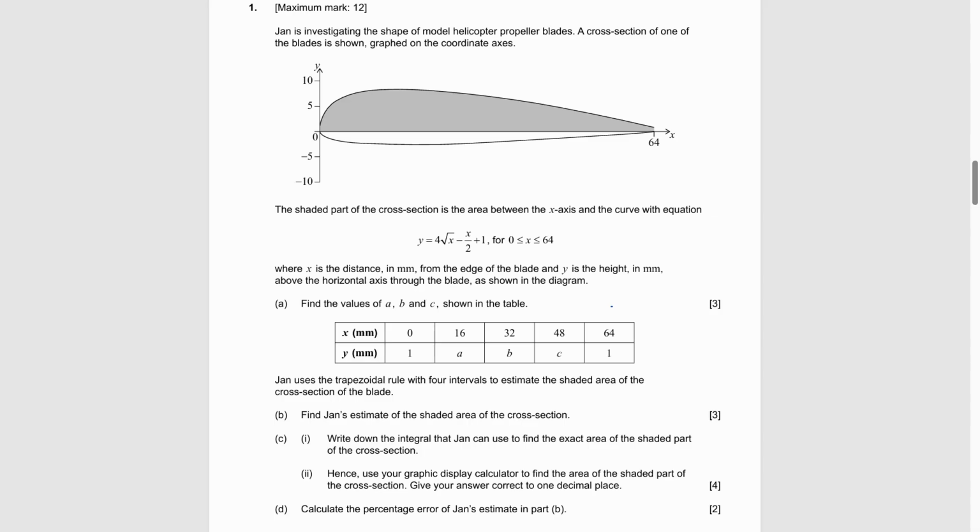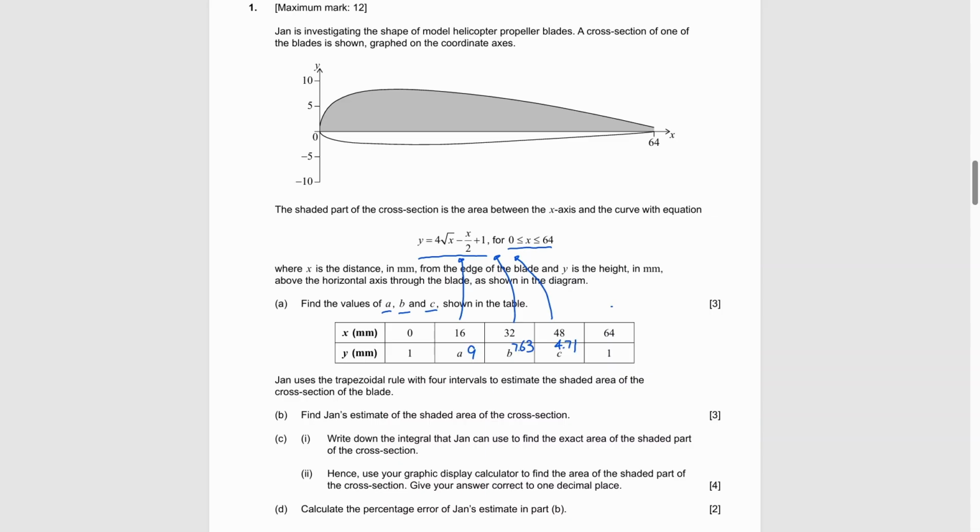The shaded part represents the area between the curve and the x-axis, and the function of the curve is given in the question. We are given some data for x and y, and we want to find the values of a, b, and c. To do this, we simply substitute the given x values into the function to find the corresponding y values. So a is found by substituting x equals 16, b by substituting x equals 32, and c by substituting x equals 48.